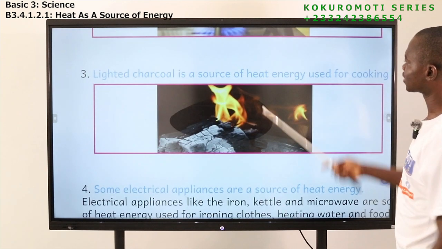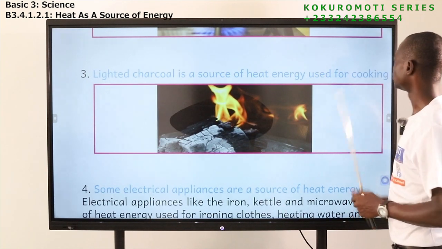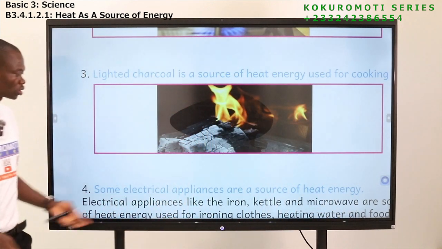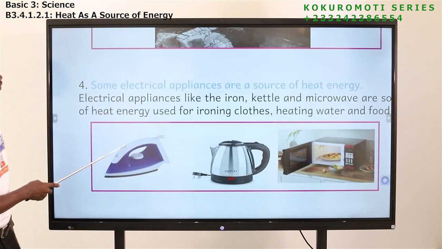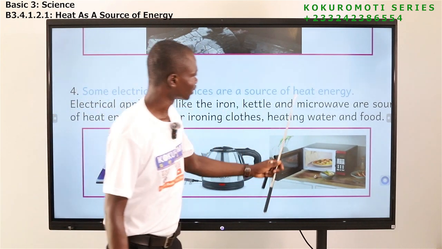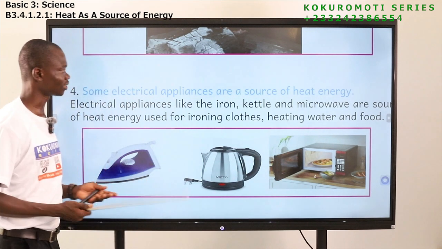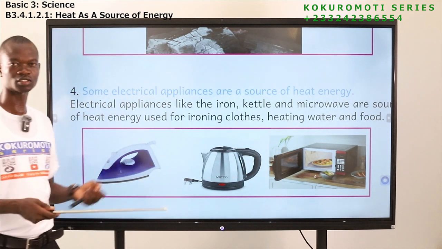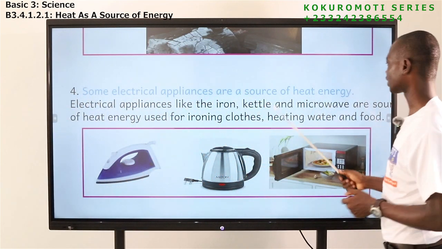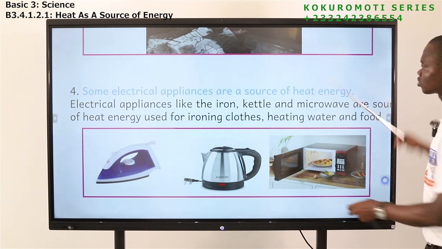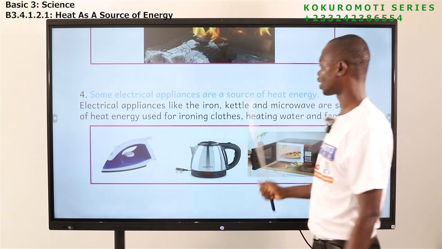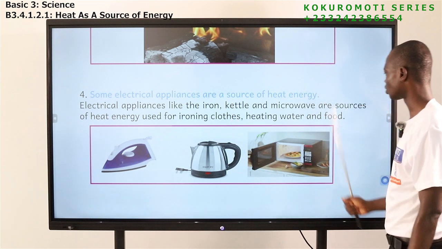Okay, so lighted charcoal is a source of what? Heat energy used for cooking. So when you light our charcoal, we use the heat energy from it to cook. So that is another source of heat. Some electrical appliances are also sources of heat energy. Electrical appliances like the iron, kettle, and microwave are sources of what? Heat energy used for ironing clothes, heating water, and food.